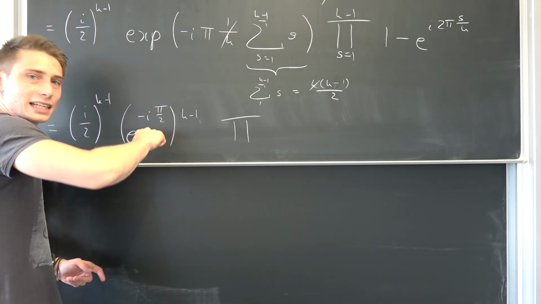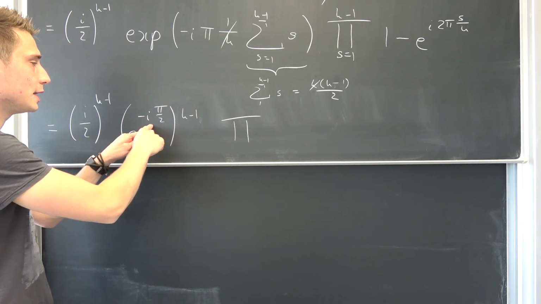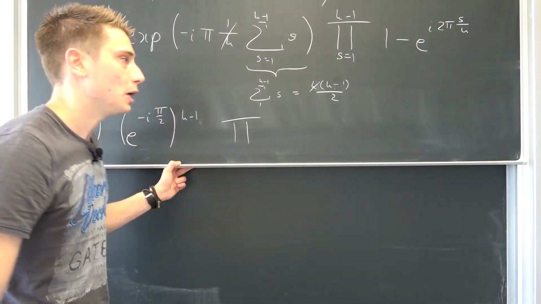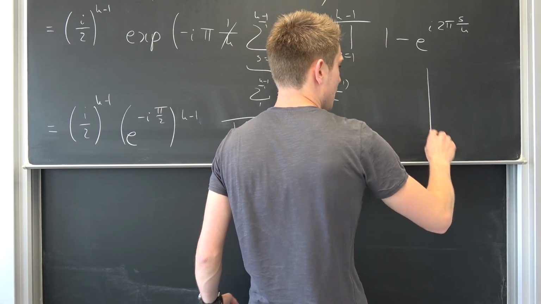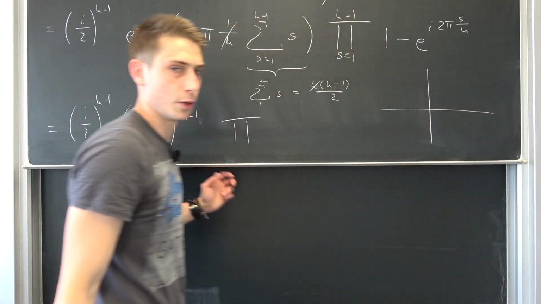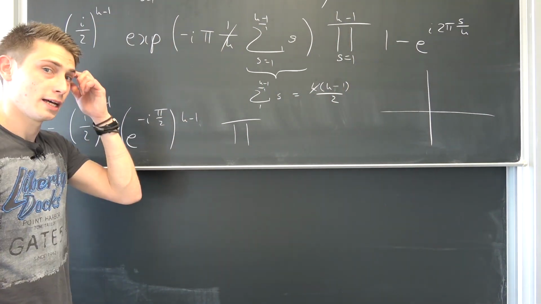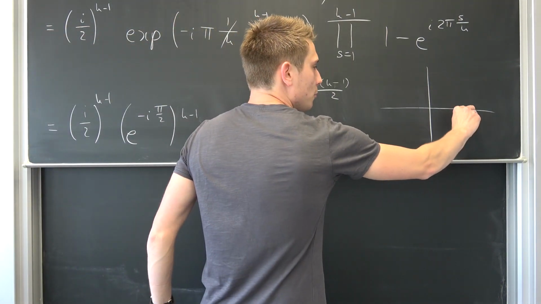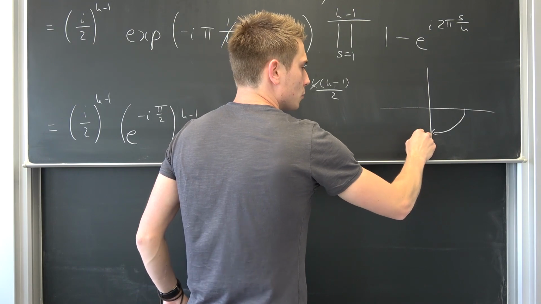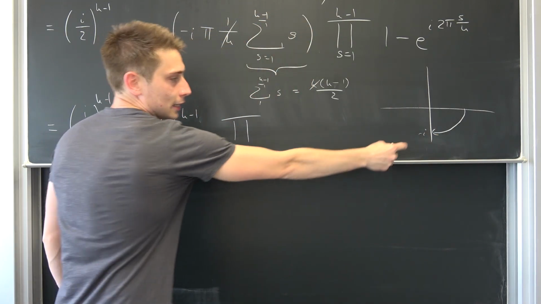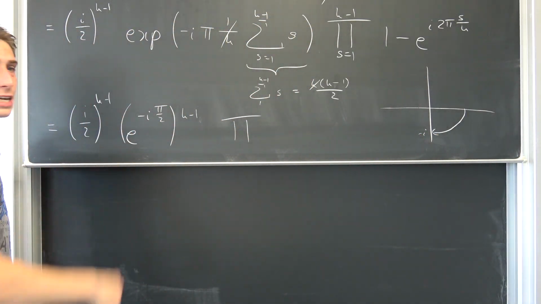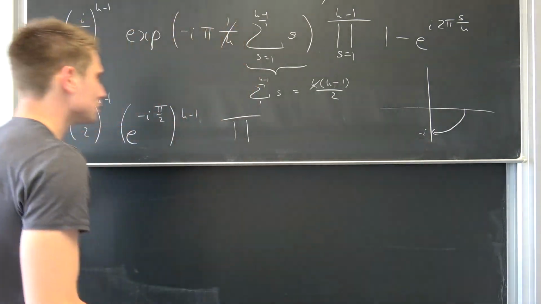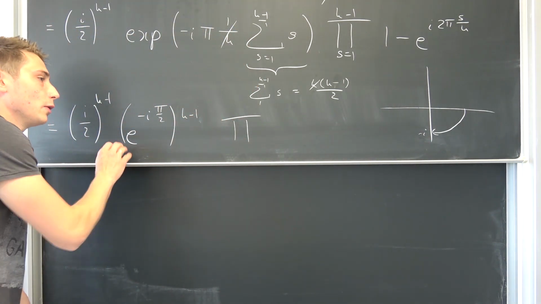But what exactly is this? Okay, e to the negative i pi over 2. Well, if we take a look at the complex plane and the principal branch, if we go negative pi over 2 downwards, we are going to land at negative i. This thing right here is actually nothing but negative i to the k minus 1th power.